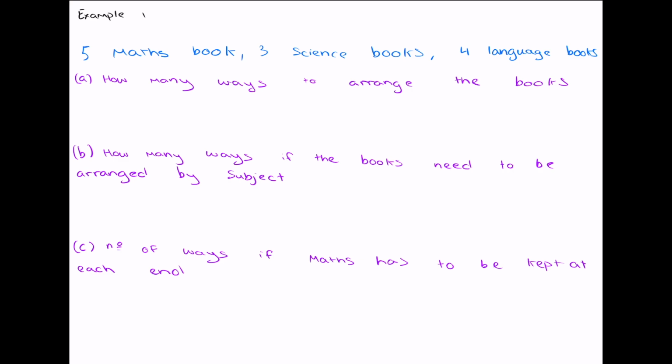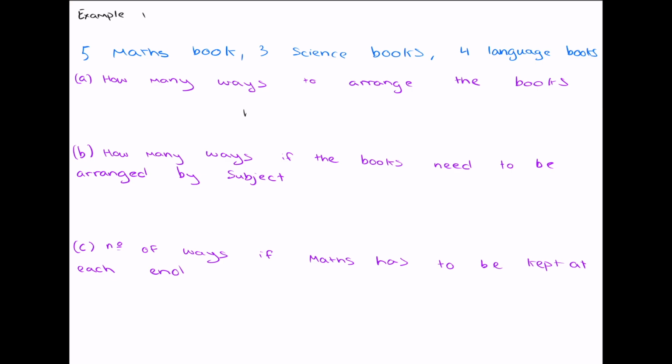Here we have 5 math books, 3 science books, and 4 language books. How many ways to arrange the books? We just do 5 plus 3 plus 4. There are 12 books, so 12 factorial is the answer. And how many ways if the books need to be arranged by subject?